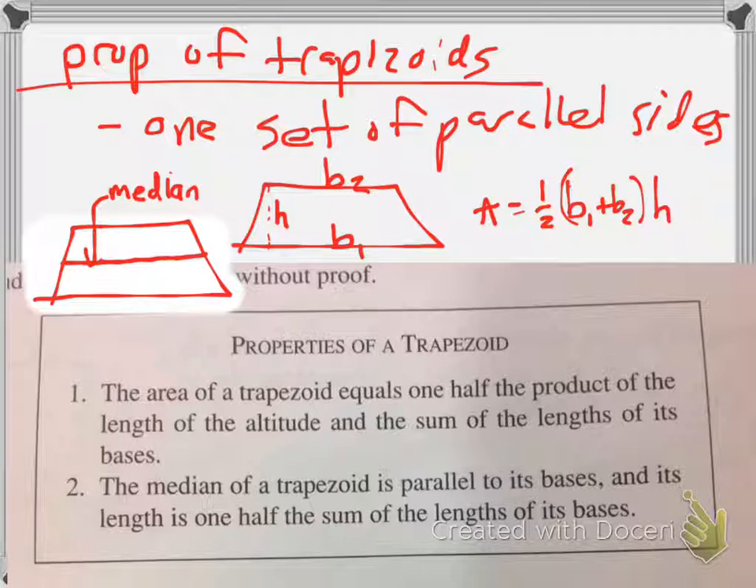So if I go down here and I put it in, the median is equal to 1/2 B1 plus B2, at least as its length. The median, it's kind of like the average, right? Add them together, divide by 2. So whatever this base is, B1 and B2, add them together, divide by 2, you get the length of its median.